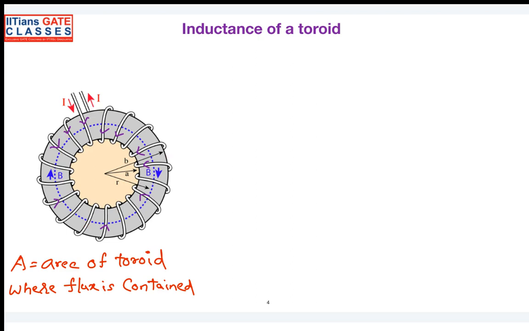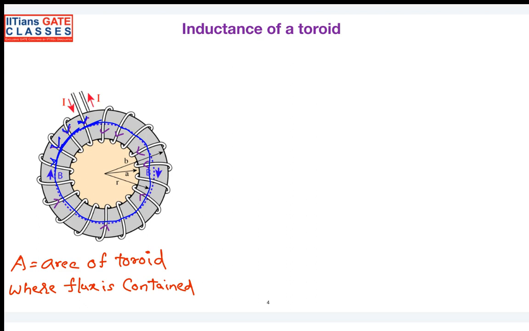At each direction of the current, you trace the magnetic field direction. If the current is flowing like this, the magnetic field will be like this. If the current is like this, the magnetic field will be similarly like this. And if the current is flowing like this. So when you trace all these things, you can see that the magnetic field is confined along the circumferential length of this toroid.